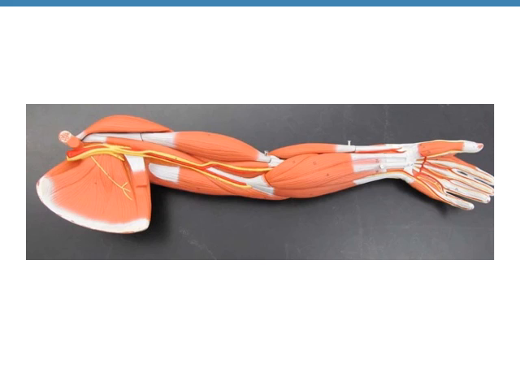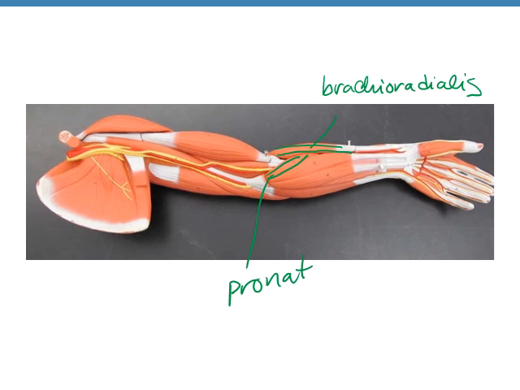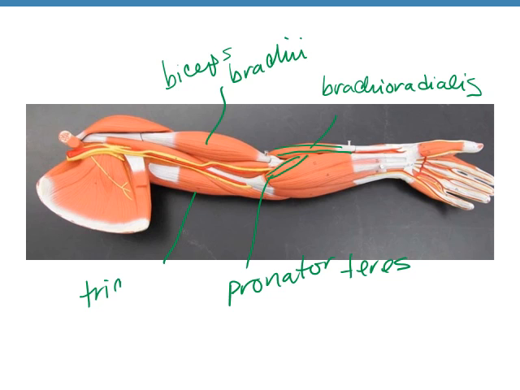So here's another arm model. This is not on a torso. This is just the arm by itself. So this muscle here, this is the brachioradialis. This tiny muscle here, this is the pronator teres. This, just to recap, would be biceps brachii. And then the back section here would be triceps brachii.